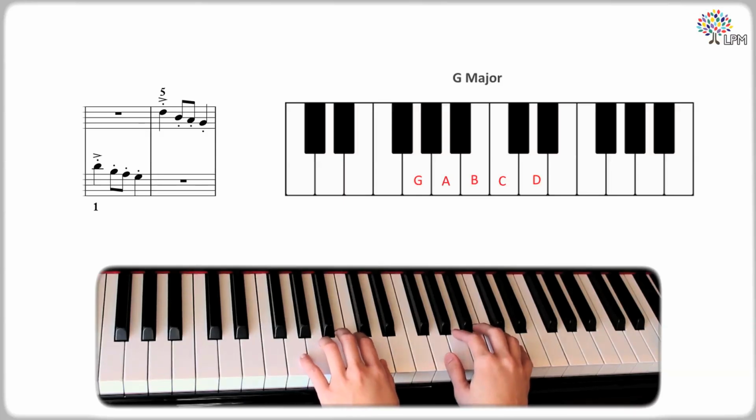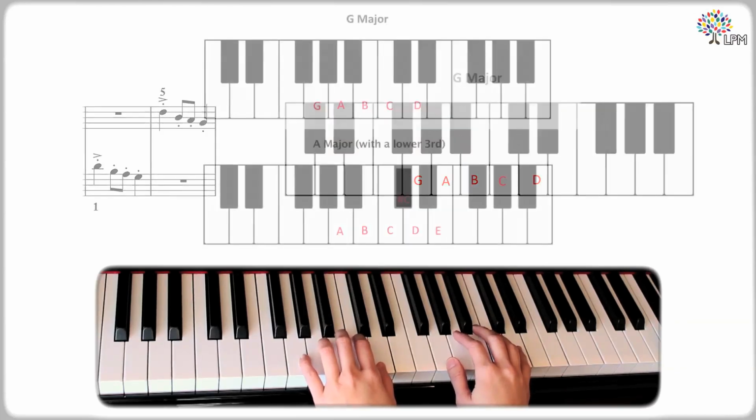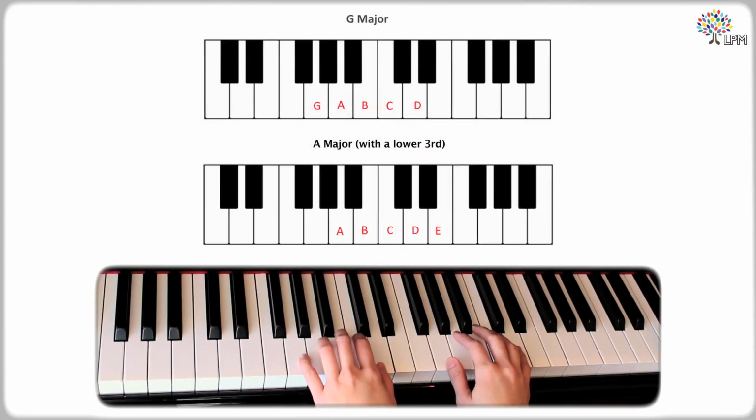Moving back and forth between these 2 positions can be confusing, but don't be intimidated by this. Try this exercise. Play G 5-finger pattern, then move up to A 5-finger pattern with the lower third and go back and forth.